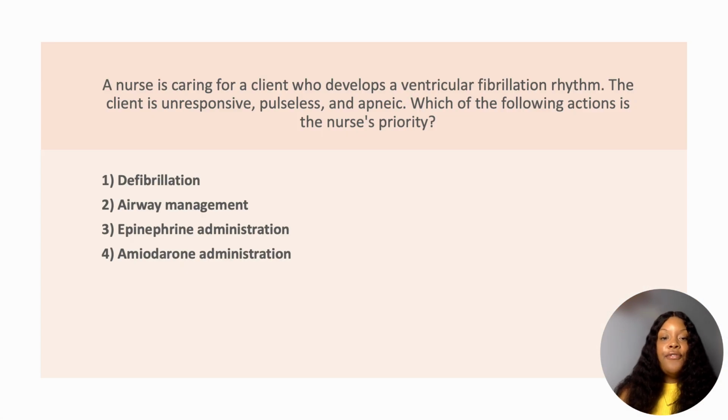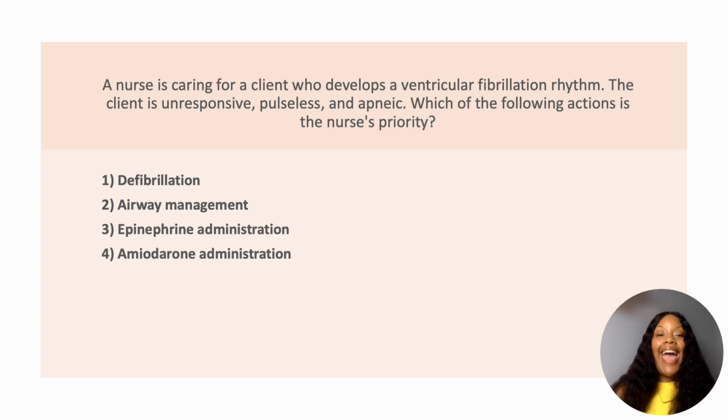A nurse is caring for a client who develops ventricular fibrillation rhythm. The patient is unresponsive, pulseless, and apneic. Which of the following actions is priority? Is it 1, defibrillation, 2, airway management, 3, epinephrine administration, or 4, amiodarone administration? So I'm going to give you some time to think about it.